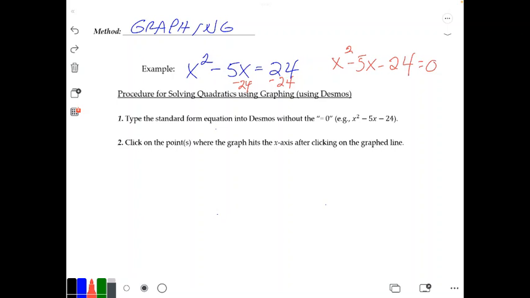Okay, so I'm going to go ahead and show you how to do this in Desmos, but before I do that, I just want to point out the 2 steps here. I want to type the standard form equation into Desmos without the equal 0 part. So I'm going to leave this part off when I type that into Desmos, and I'll explain why when I show you Desmos. And then once I see the graph, I can just click on the points where it crosses the x-axis, and those will be the solutions. Okay, so let's go ahead and look at Desmos.